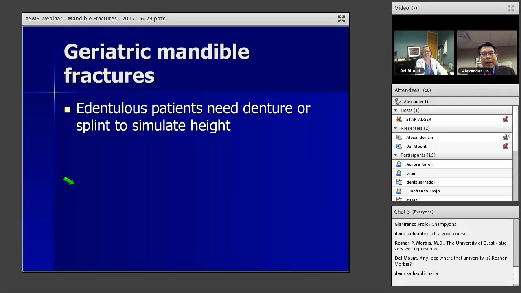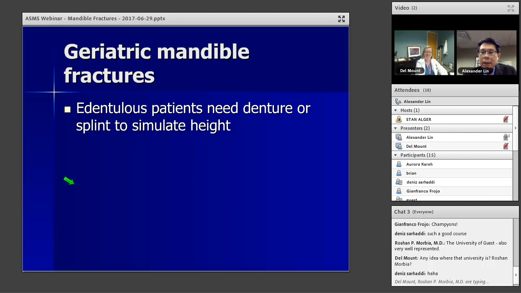Finally, just briefly, geriatric mandible fractures, and this is brief because the principles are similar. The real key is a lot of these have edentulous or very limited teeth, and so you need either a denture or a Gunning splint to simulate the height, or you just put the bone together as well as you can because they don't have normal occlusion anyways. And you have to be very careful. They're very brittle bone in geriatric mandible fractures.